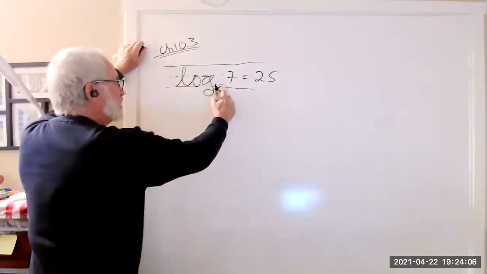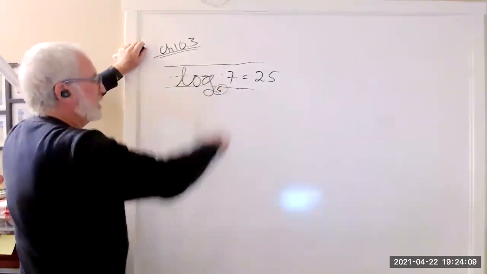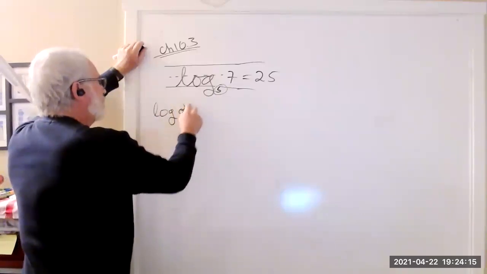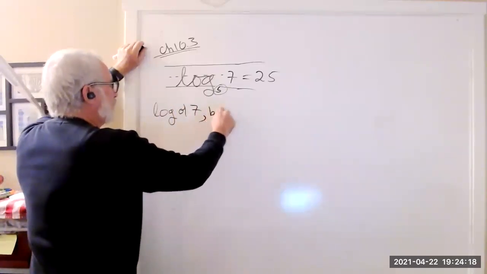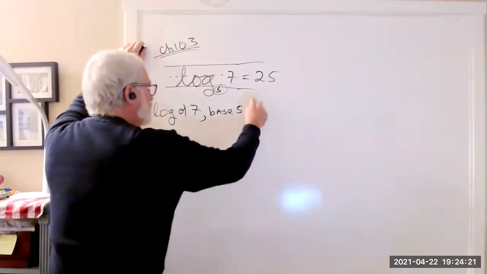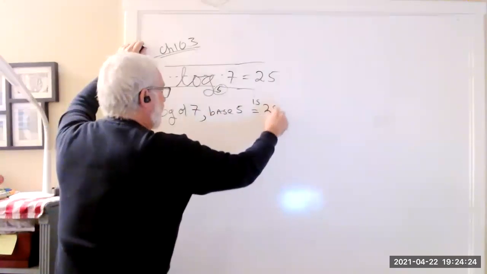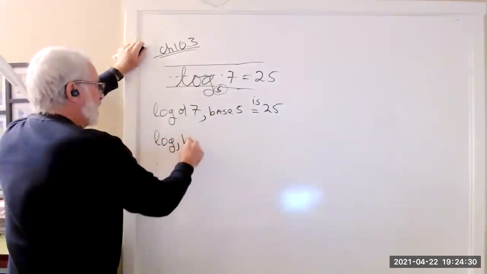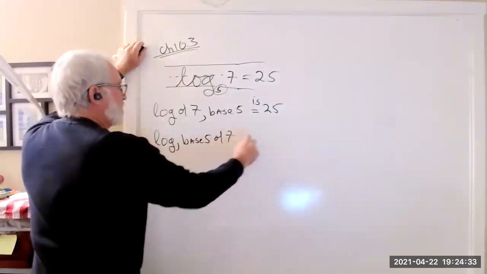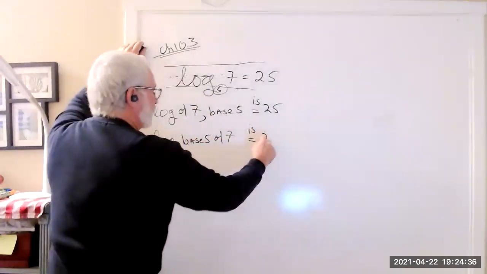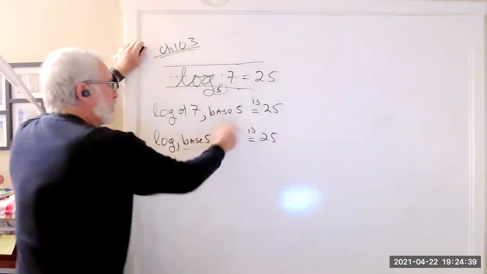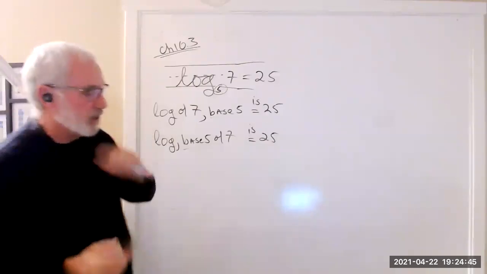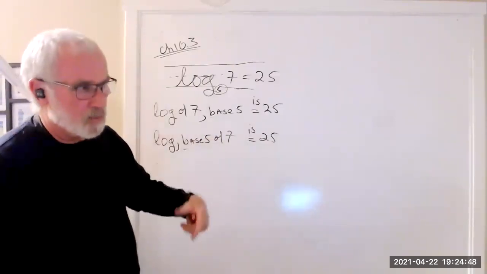It's called the base. Okay. And it's written lower. And also to say it in English, you say log of 7, comma, base 5. You must mention the base. Then you can either say is or you can say equals 25. That's up to you. Or you could say log, comma, base 5 of 7 is or equals 25. But whatever, you need to mention the base.